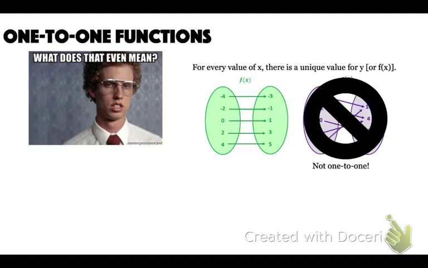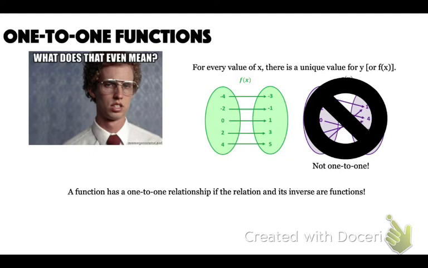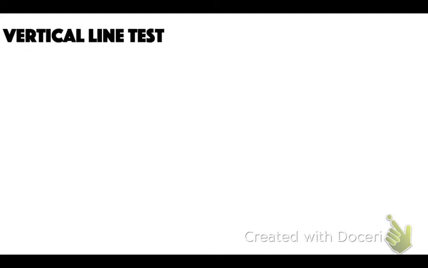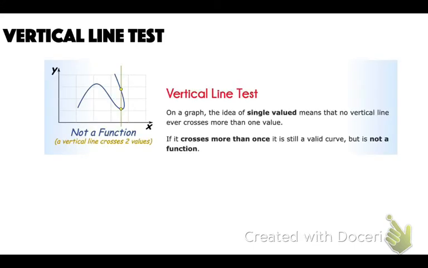So that is not one-to-one. A function has a one-to-one relationship if the relation and its inverse are functions. So they both have to be functions going in both directions. Okay, so vertical line test, you have learned this before, but remember that the vertical line test tells us whether or not a function is a function.